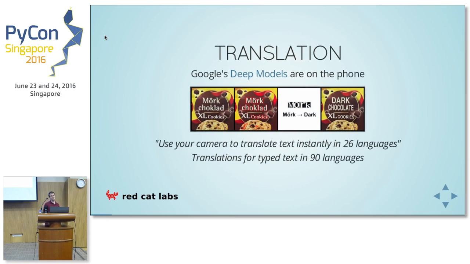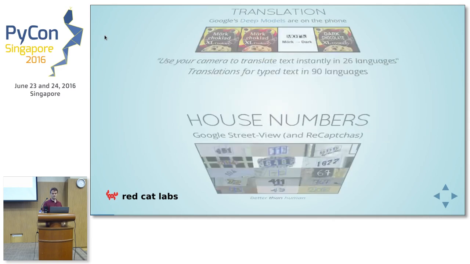Translation. Google has an interesting thing where you can point your camera at foreign words and it will translate it in an AR kind of thing. It will translate it on the fly and show you the words in context on the page. This is kind of crazy, but it works and it's available.